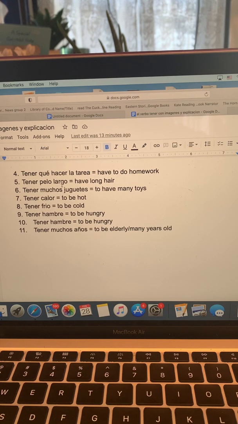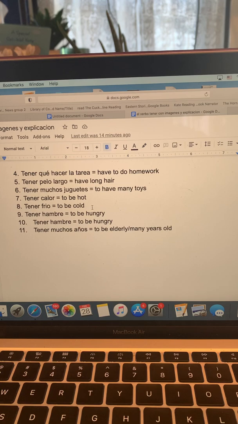Number 5. Tener pelo largo. To have long hair. Number 6. Tener muchos juguetes. To have many toys. 7. Tener calor. To be hot. 8. Tener frío. To be cold.